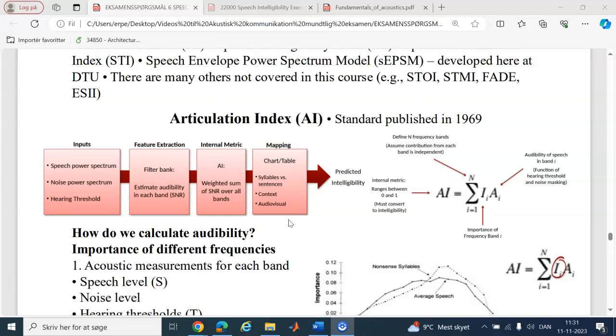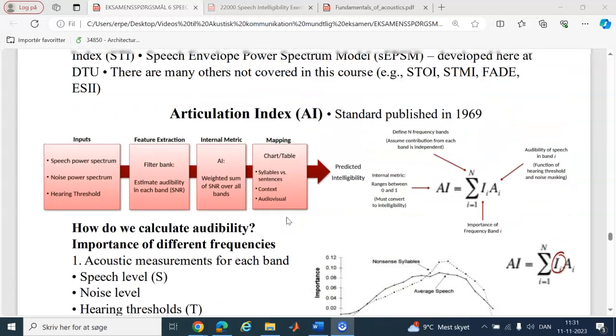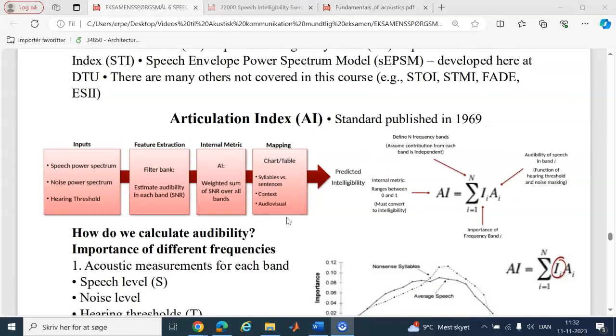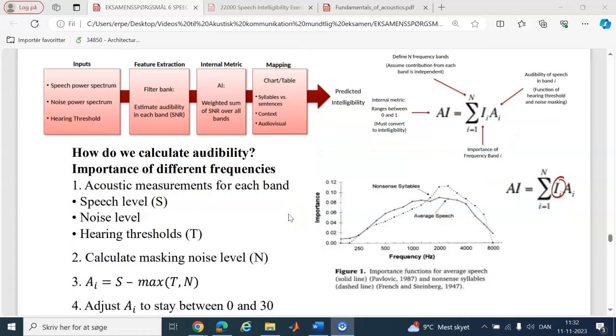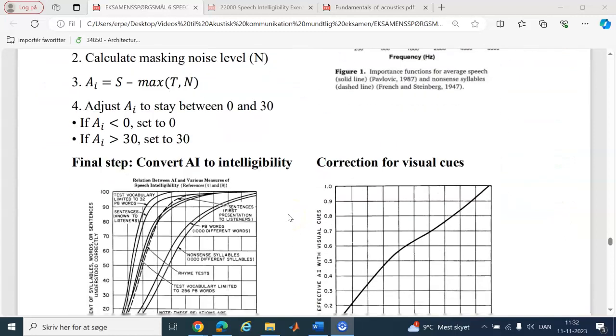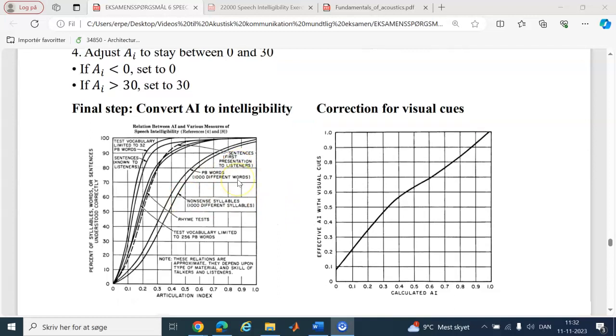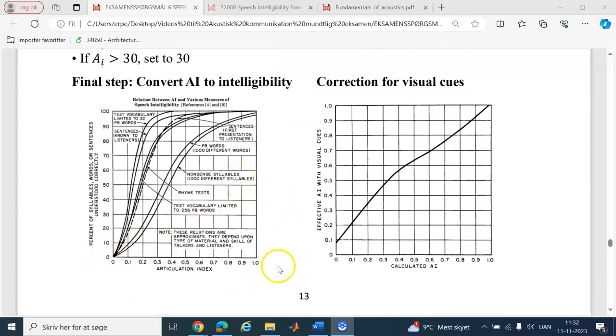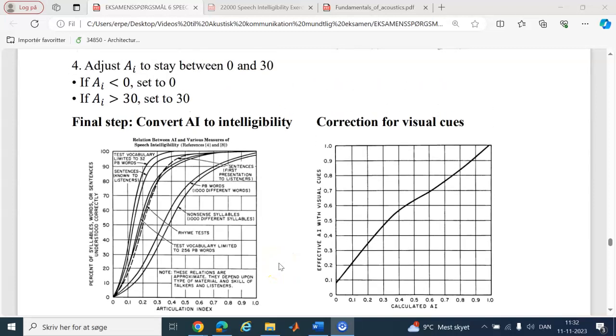I index I, and we have audibility of spread in bars E. This is a function of hearing threshold and noise masking. So the sum of all of these numbers in frequency bands gives this AI. And then after we convert it to intelligibility, you have a first axis, articulation index, and the second axis, percent of syllables, words, or sentences understood correctly.